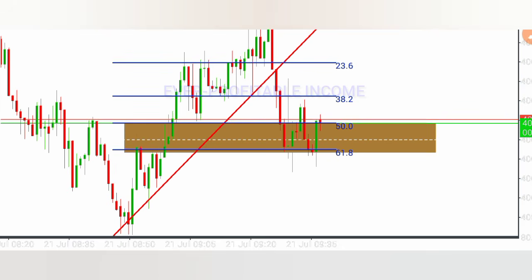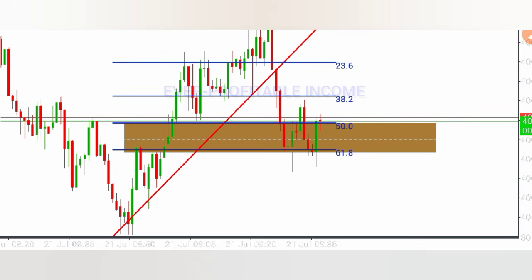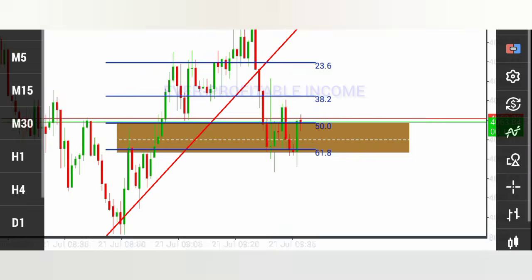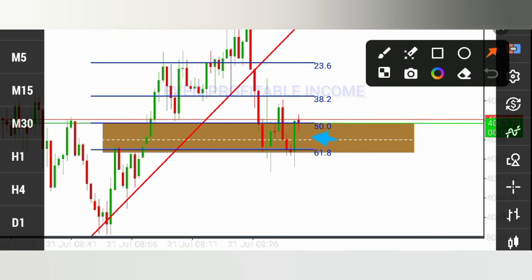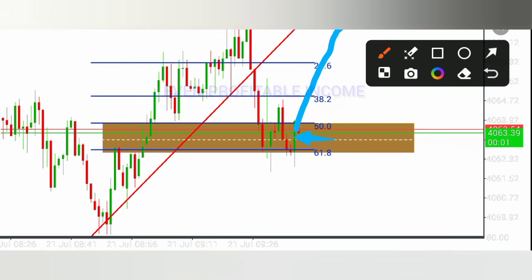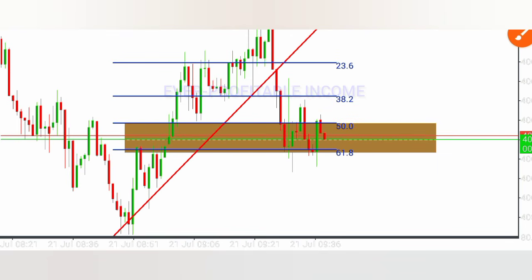So price is currently going all the way back up. You can see that bullish engulfing candle right there, and that is a sign that price is likely going to push all the way up. So let's see how that plays out.